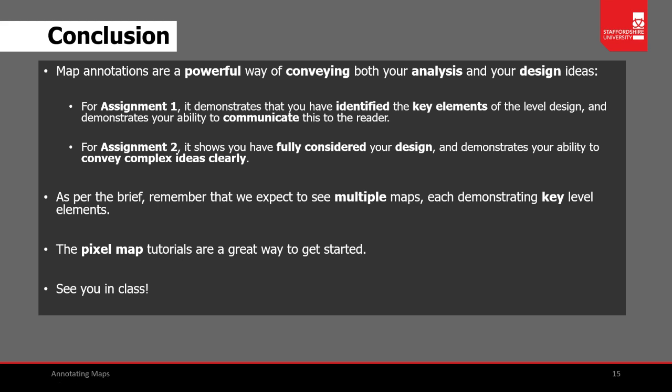So finally, that's map annotation in a nutshell. Annotations essentially mean adding extra information to the layout of your map to convey information. They're a powerful way of conveying this information, and tell us all about your analysis and your design. For assignment 1, it shows that you've identified the key things that make up that particular level. For assignment 2, it shows that you've fully considered your design and included within it all these different important aspects of the game. Just to reiterate, as per the brief, we want to see multiple maps. Where people have fallen down in previous years is they've just done one. We want to see a bunch showing off as much information as possible.